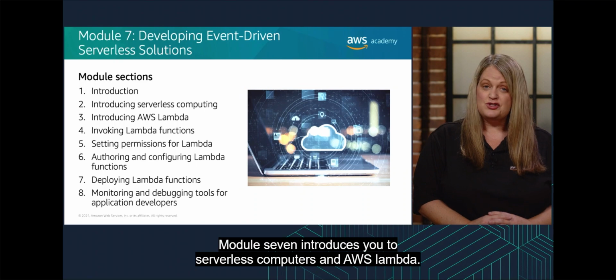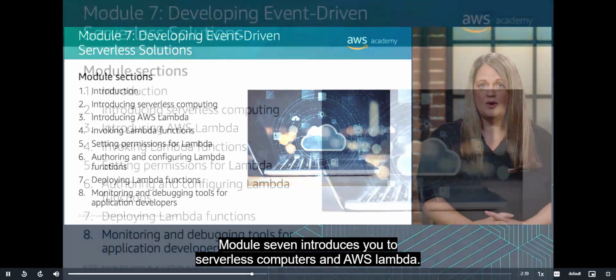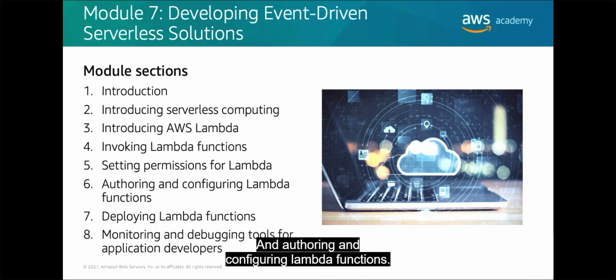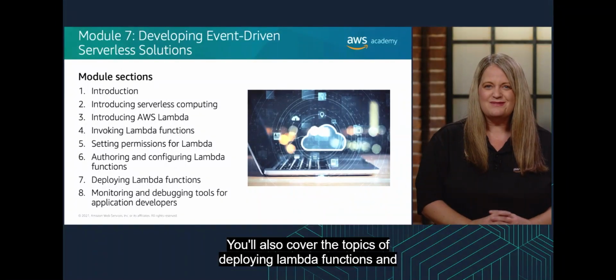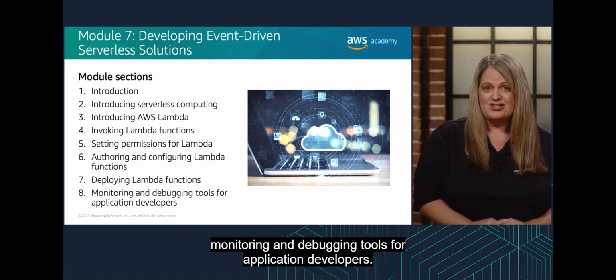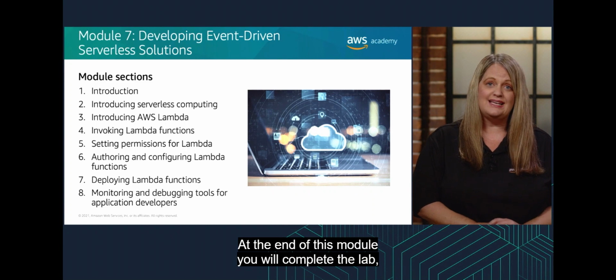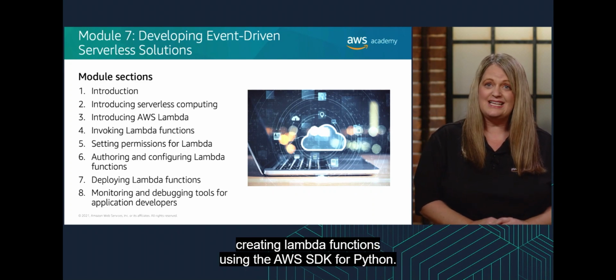Module 7 introduces you to serverless computing and AWS Lambda, and will cover the topics of invoking Lambda functions, setting permissions for Lambda, and authoring and configuring Lambda functions. You'll also cover the topics of deploying Lambda functions and monitoring and debugging tools for application developers. At the end of this module, you will complete the lab creating Lambda functions using the AWS SDK for Python.